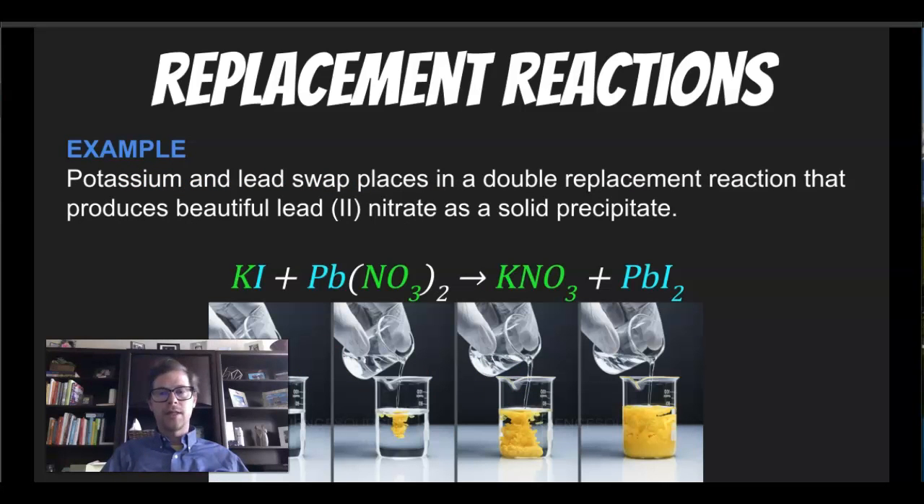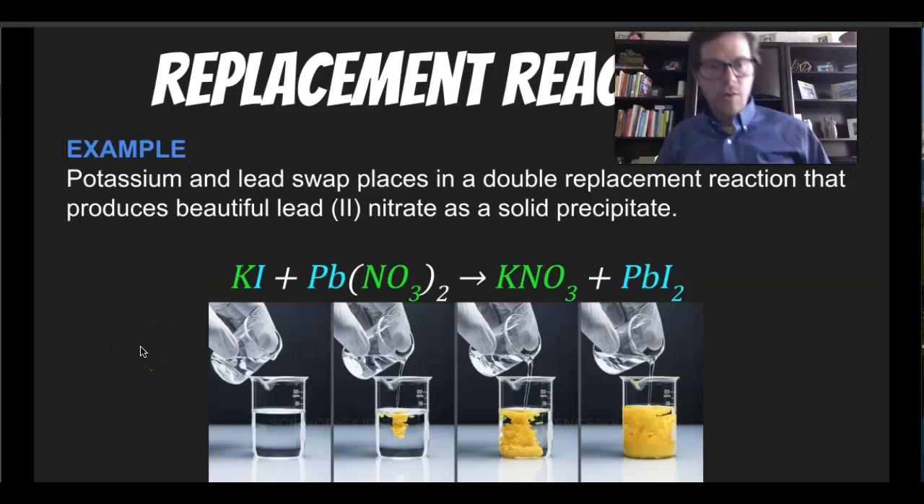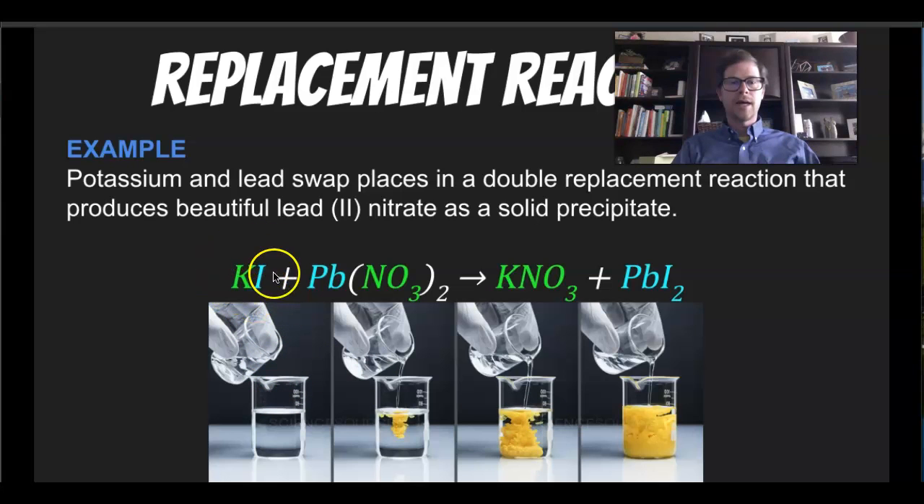Let me see if I can get myself out of the way here. An example of that is this cool reaction I believe I've shown you before, which creates this beautiful yellow solid in solution. So you pour these two clear liquids together, and what you're doing is combining potassium iodide, KI right there, with lead nitrate. That's this one right here. And you can see I colored things so you can see the swapping. The green ones come together, the blue ones come together, and you're left with potassium nitrate.